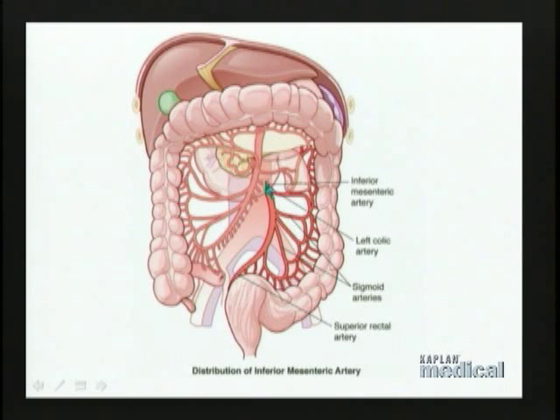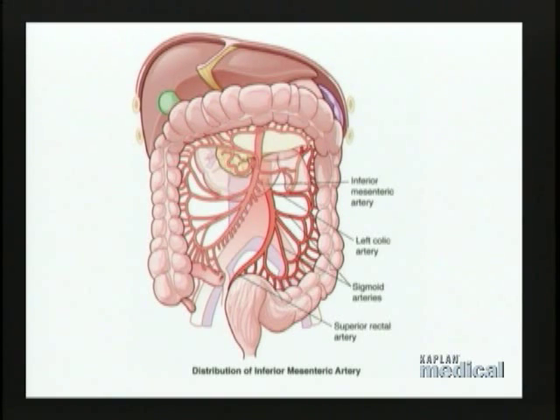A little bit above the bifurcation of the aorta, we see that the inferior mesenteric again gives off a series of branches. We have a left colic, which is heading toward the descending colon. We have usually somewhere between 3 and 5 sigmoidal arteries, which are heading in the direction of the sigmoid colon.